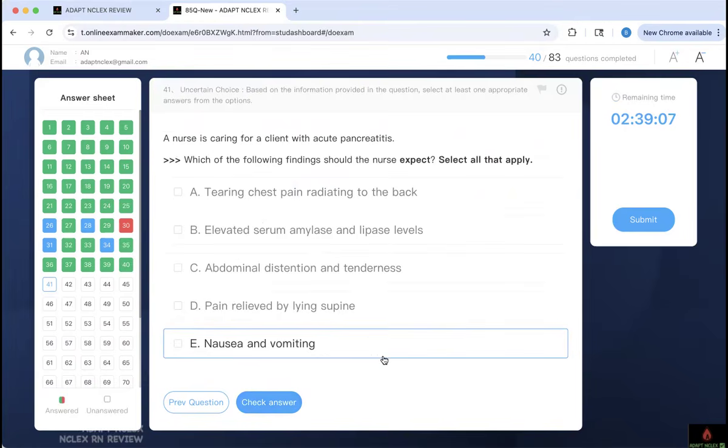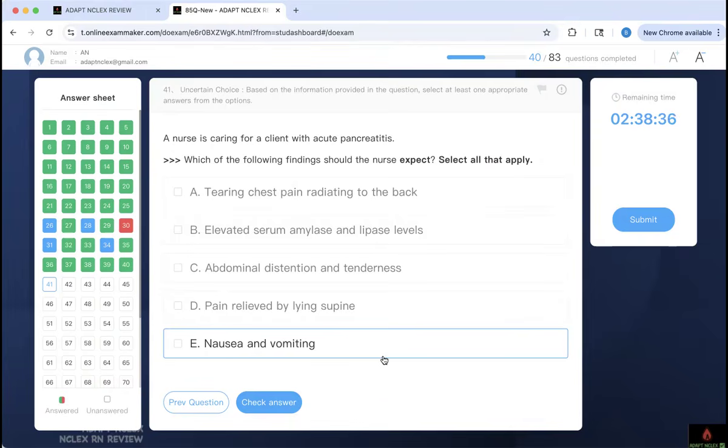And this is caring for a client with acute pancreatitis. Which of the following findings should the nurse suspect? And as you can see, all these videos are based on, I want you to know your content. If you know your content, expected findings will help with prioritization. Pancreatitis. Do you have tearing chest pain radiating to your back? Do you have elevated amylase and lipase? Do you have abdominal distension and tenderness? Do you have pain relieved by lying supine? And do you have nausea and vomiting? Pancreatitis.